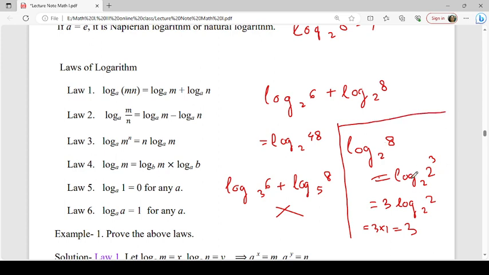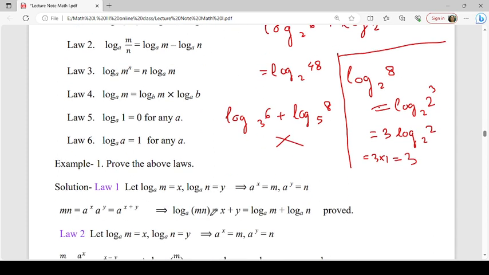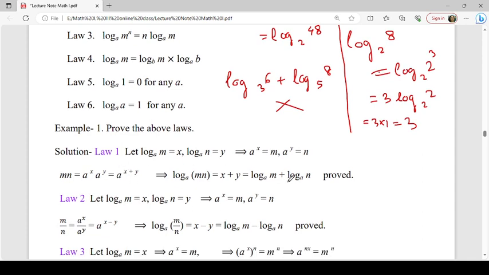So in many cases we simplify logarithms like this, and for this we apply this formula. Log of 1 is always 0 irrespective of a. Log of a to the power a is 1. So these are the proofs.